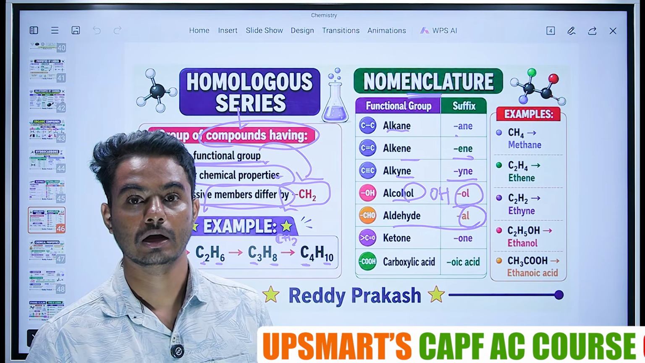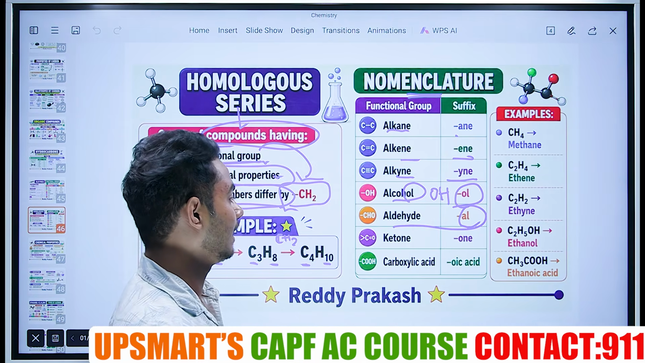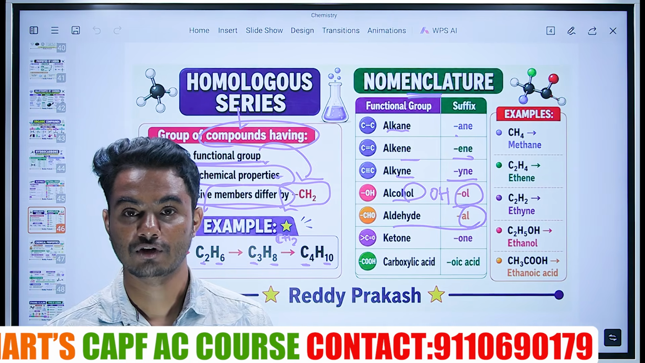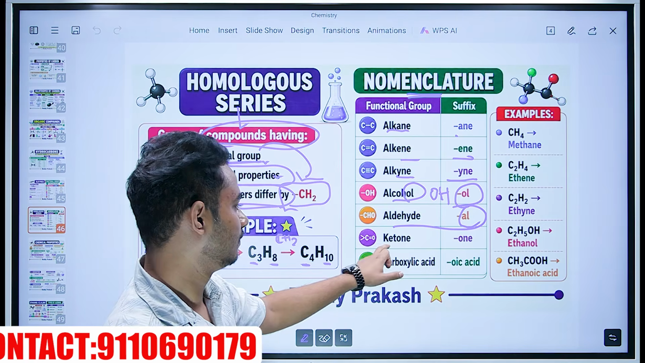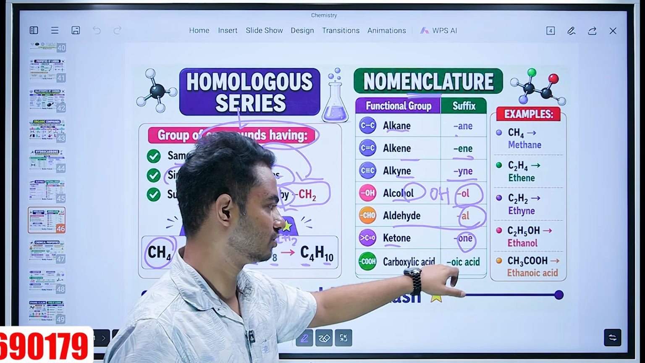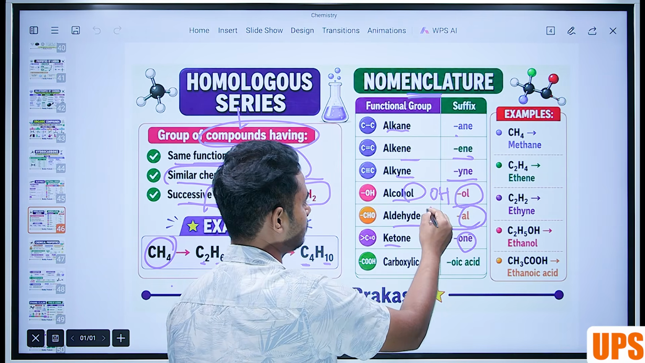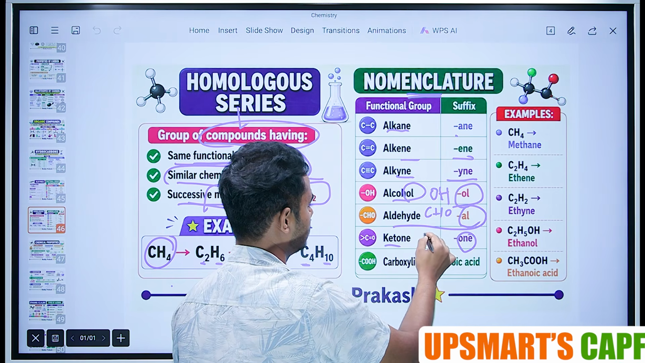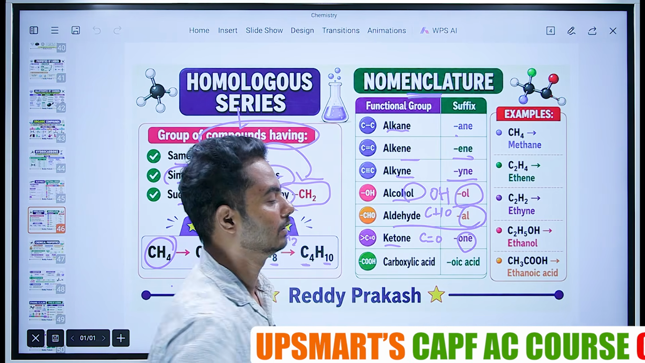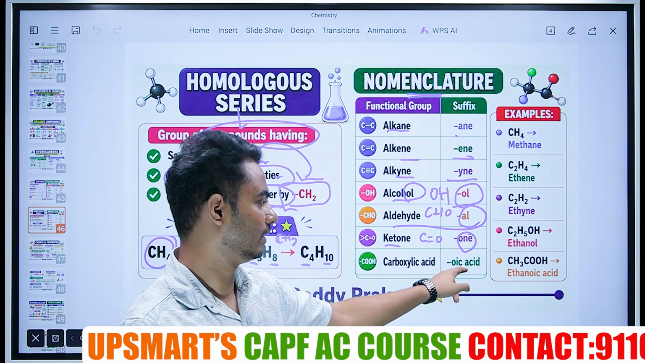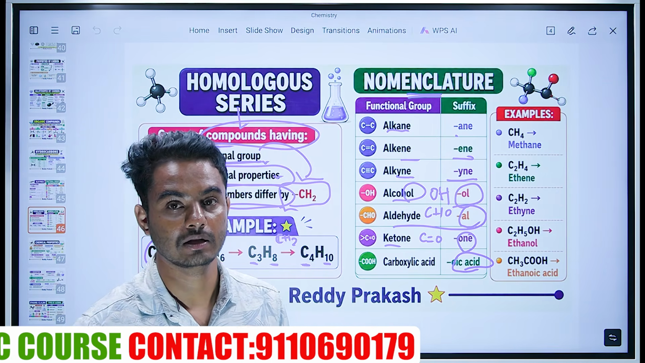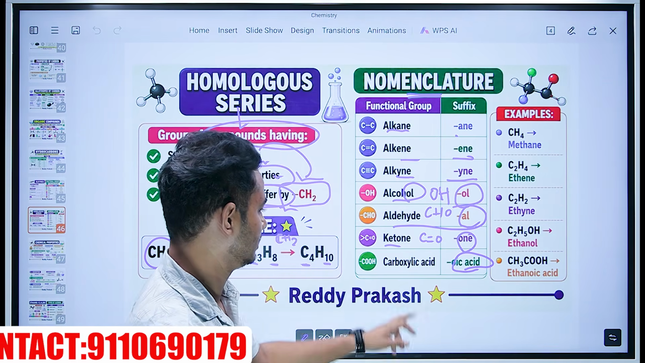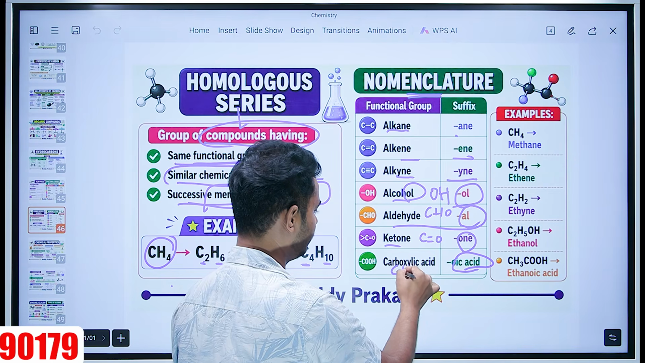Aldehyde will end with "al", and aldehyde will have a functional group of CHO. Ketone will end with "one", and it will have a functional group of C double bond O in the ketone. Carboxylic acid will end with "oic acid". The compounds will end their nomenclature with oic acid. These will have the functional group COOH.